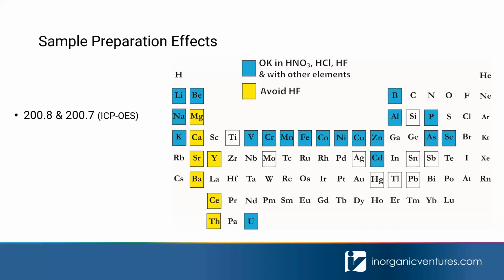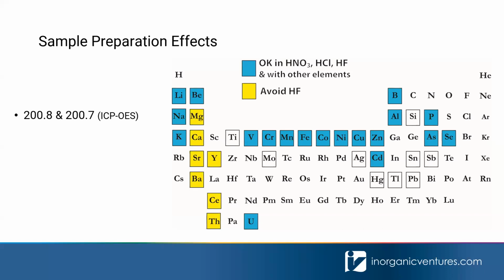However, if you want to expand the list a little bit, one of the things that you would want to consider are the elements that don't like HF. So these would be the alkaline earths and the rare earths and thorium. When I say avoid HF, it's important to qualify that. It doesn't mean that you can't have HF present. It just means that you want to keep the HF relatively low.